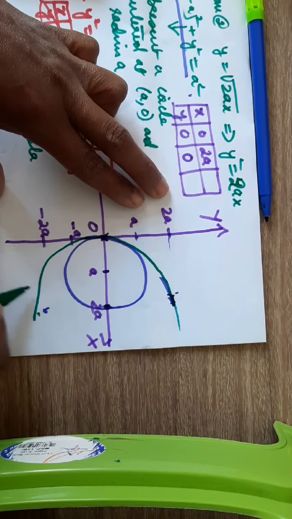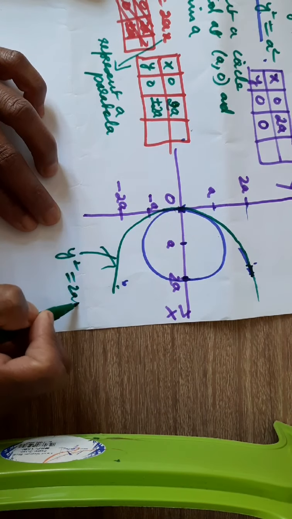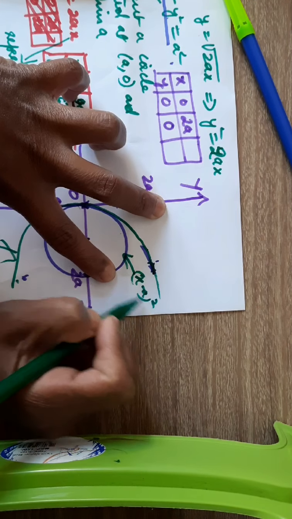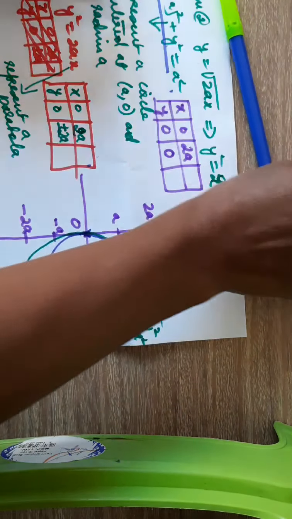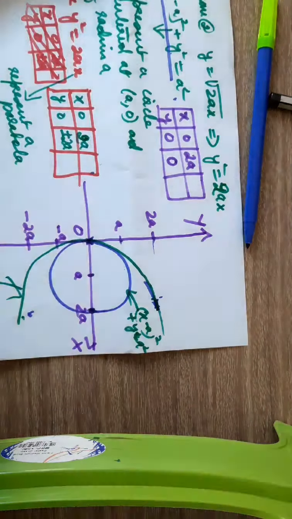So it represents a parabola. So this one is y square is equal to 2ax, and this one is (x minus a) the whole square plus y square is equal to a square. Now next step, let us find out what the given limits for x are.